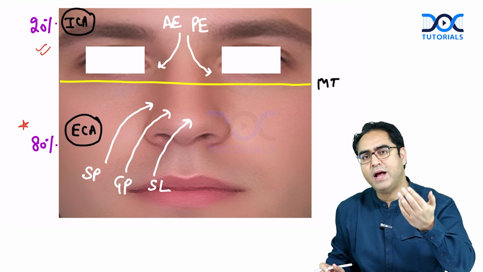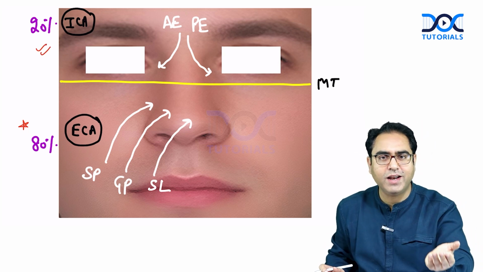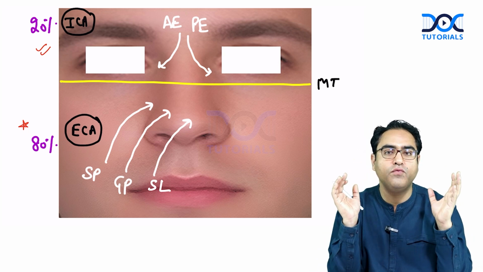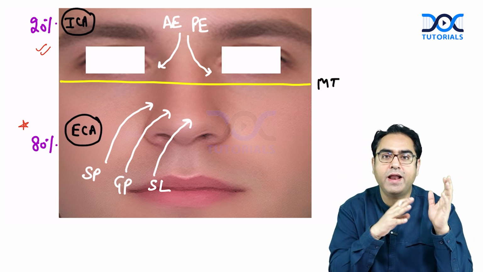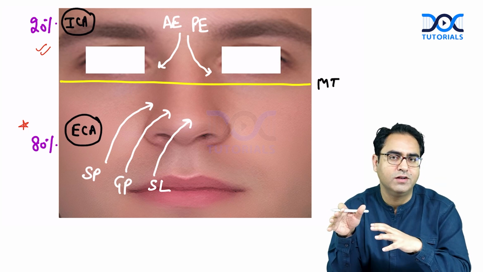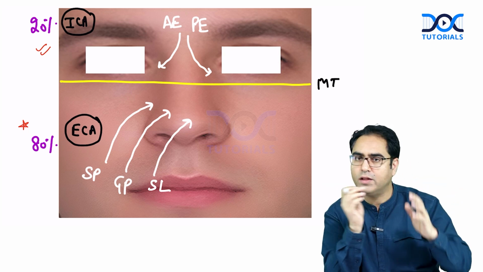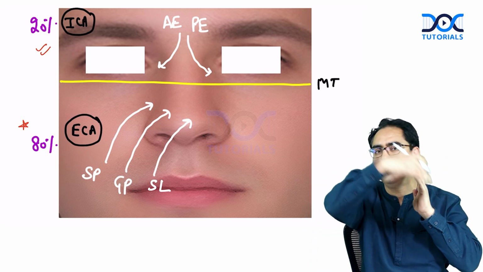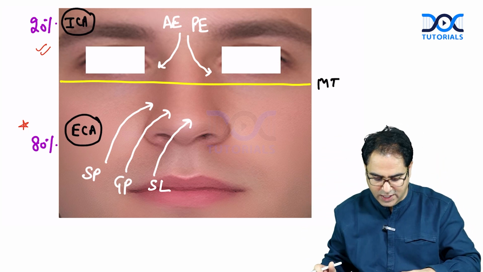And what are the names of the branches of ICA? Anterior ethmoidal artery and posterior ethmoidal artery. So if ECA ligation failed to control bleeding, then the next management will be the ethmoidal artery ligation. Anterior also, posterior also. All these things are done on one side only. Don't worry. On the other side, collateral circulation will be supplying this area also. Don't worry about that.